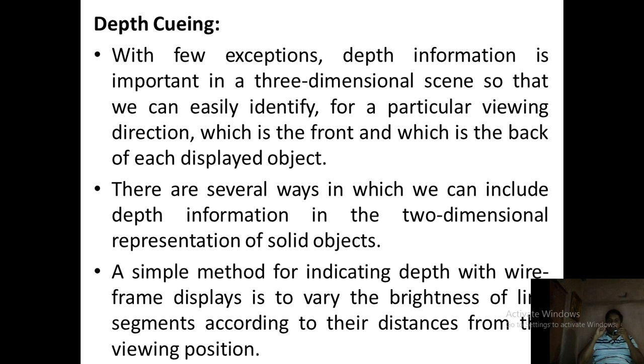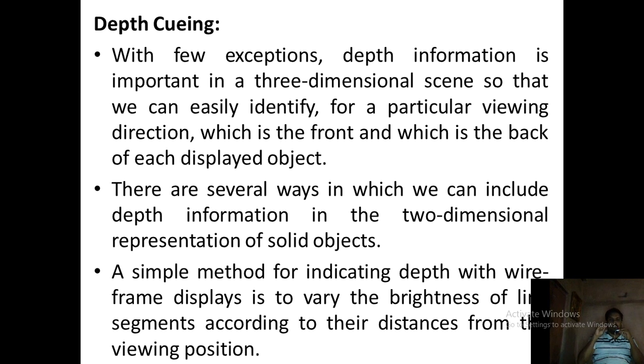There are several ways in which we can include depth information in the 2-dimensional representation of solid objects, right? Ultimately, we are going to represent it on a 2D monitor. Whatever object we have captured through our camera has to be printed on film, which is 2-dimensional. It only has X and Y. Film doesn't have Z information. But somehow there are ways to add that depth information in the 2-dimensional representation of solid objects, right? That is called depth queuing.